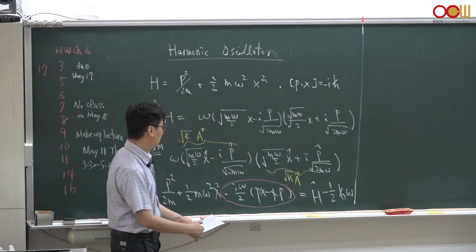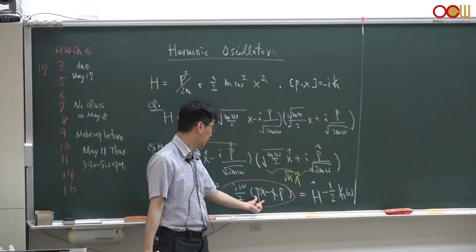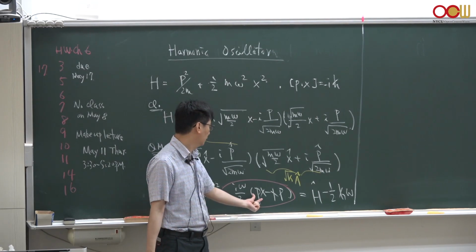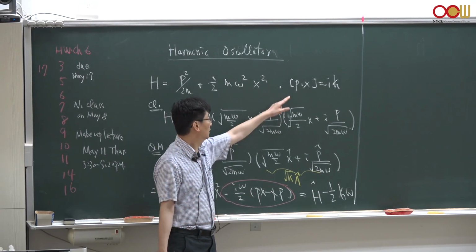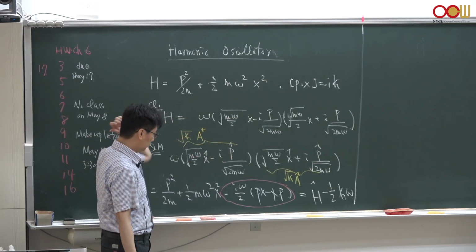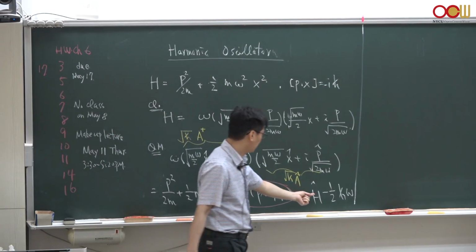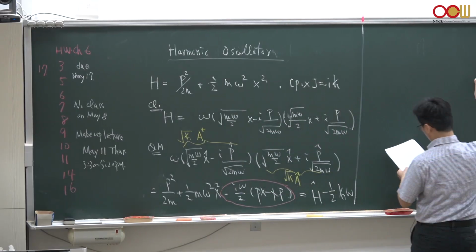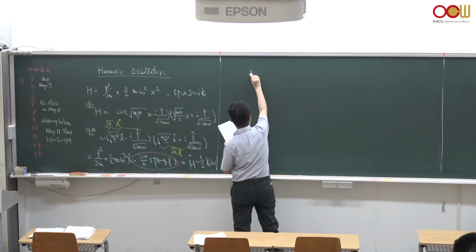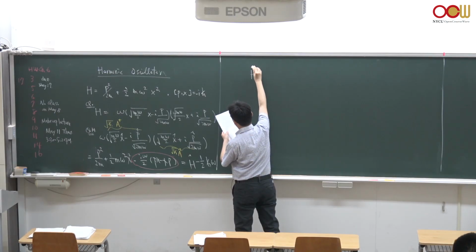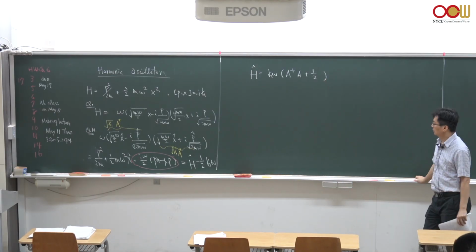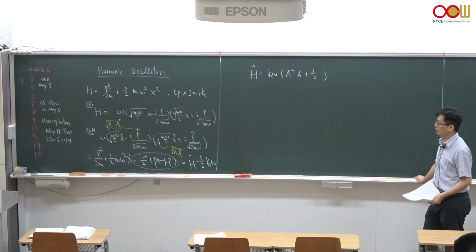So you'll get some extra term, which is px minus xp times a prefactor. But you know that px minus xp is nothing but minus i h bar, so you plug that in and you get minus 1/2 h bar omega. As a result, you could rewrite this Hamiltonian in terms of the product between A and A dagger. Okay, so this is one way to simplify this calculation by the operator method.